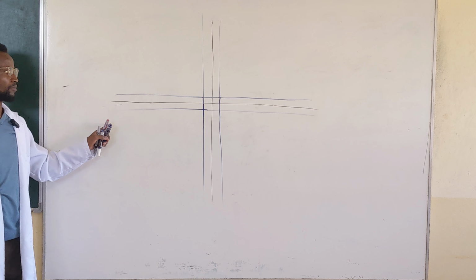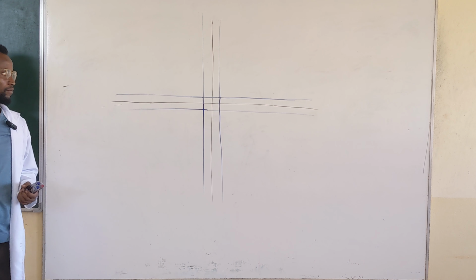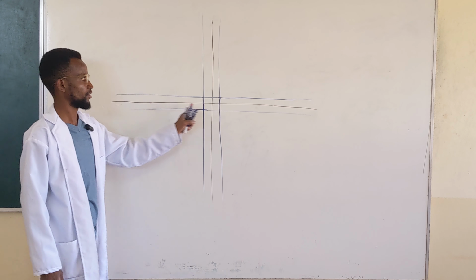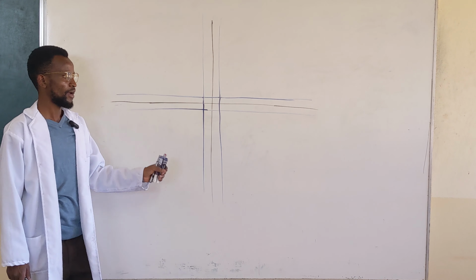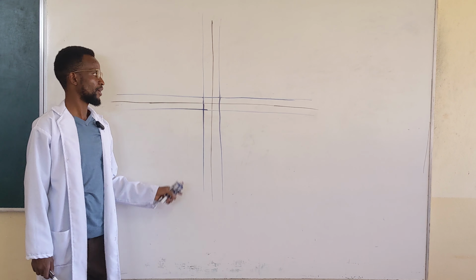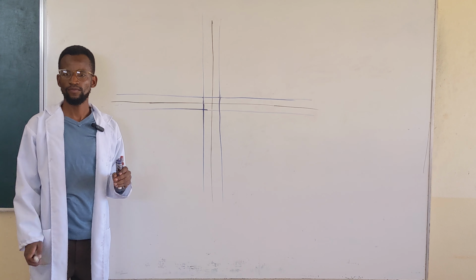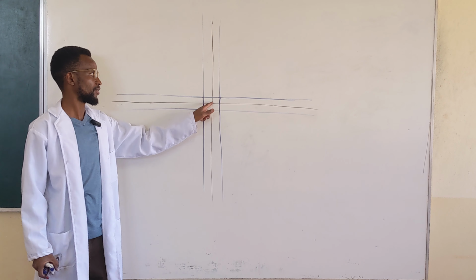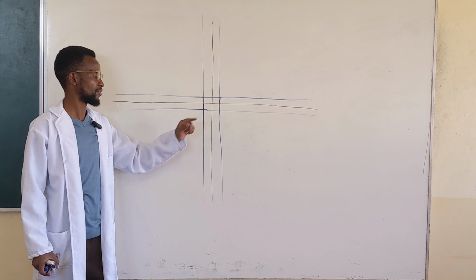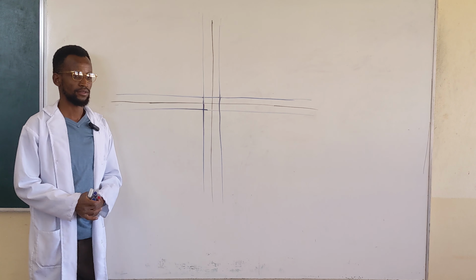So you start with two lines that meet like that. These should be dark, and then you draw faint lines. So the blue ones should be faint lines. And we are saying the distance between them is the same.